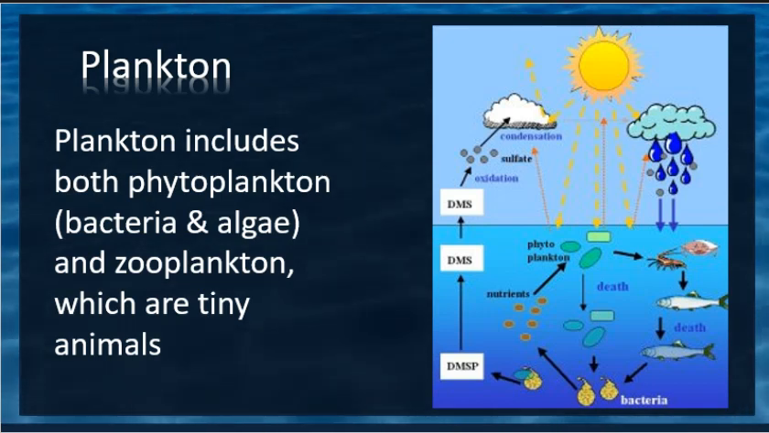All right, plankton includes both phytoplankton. Phytoplankton means they're going to be performing photosynthesis. All right, they're going to be green, plant-based, if you will. Those include bacteria and algae. We also have zooplankton. Zooplankton are tiny little animals. Sometimes these little tiny animals are the larval form of a big animal, for instance, the teeny tiny baby of a crab would be considered a zooplankton.